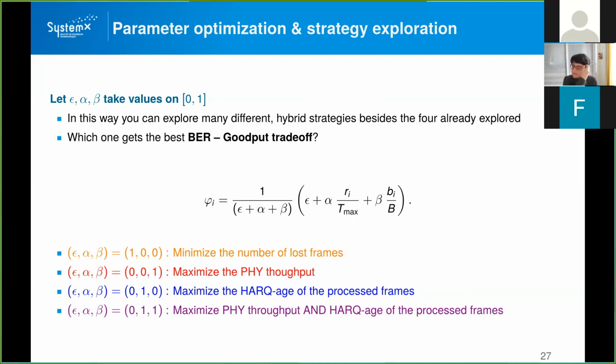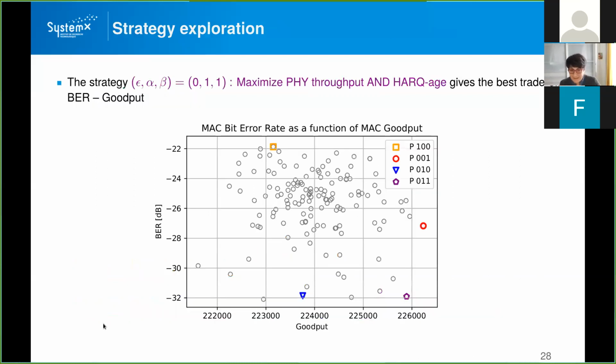And this is useful because what we want is to understand if there is a combination of these that gives us the best possible trade-off between the beta rate and the output. And so this is what we have done, and you see the representation here in this plot. So we have plotted the output against the beta rate for a fixed number of RRH connected to the same BBU pool for various values of epsilon, alpha, and beta, corresponding to various mixing of these strategies. And then here in color, yellow, blue, violet, and red, you find the pure strategies that we discussed so far.